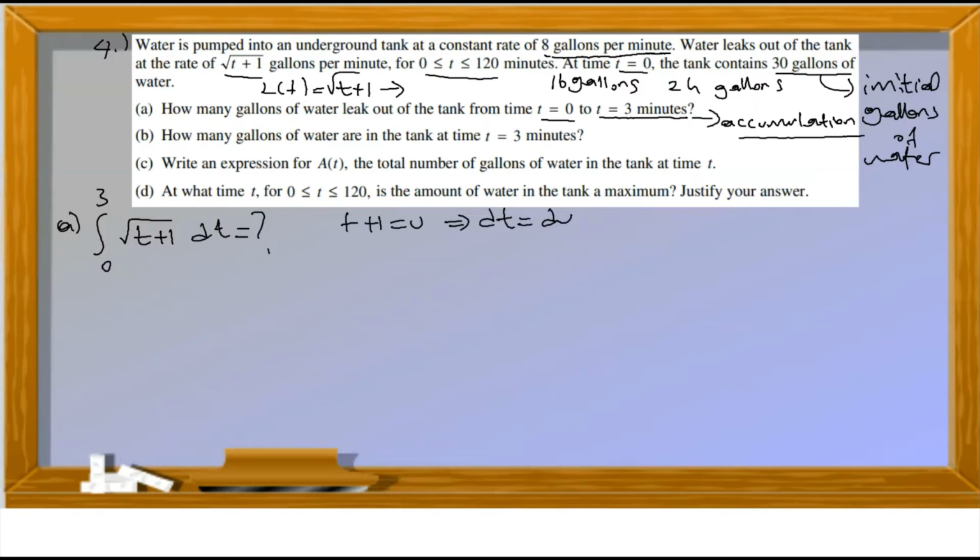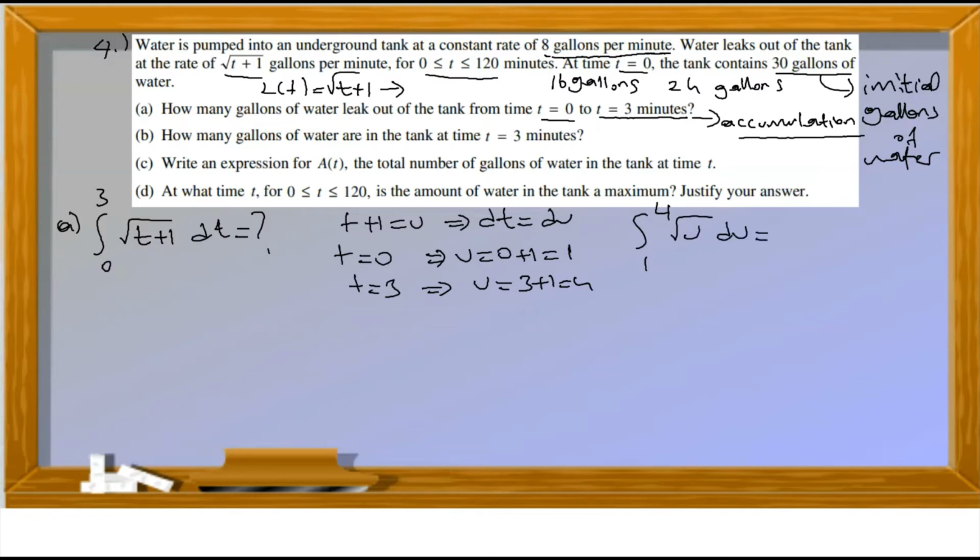Of course, whenever we do u substitution for definite integrals, we need to change the upper and the lower bound. So when t equals 0, u is going to be 0 plus 1, which is 1. And when t equals 3, u is going to be 3 plus 1, which is 4. So my new lower and upper bounds will be from 1 to 4, and I'm going to switch t plus 1 with u. So it's going to be square root of u du.